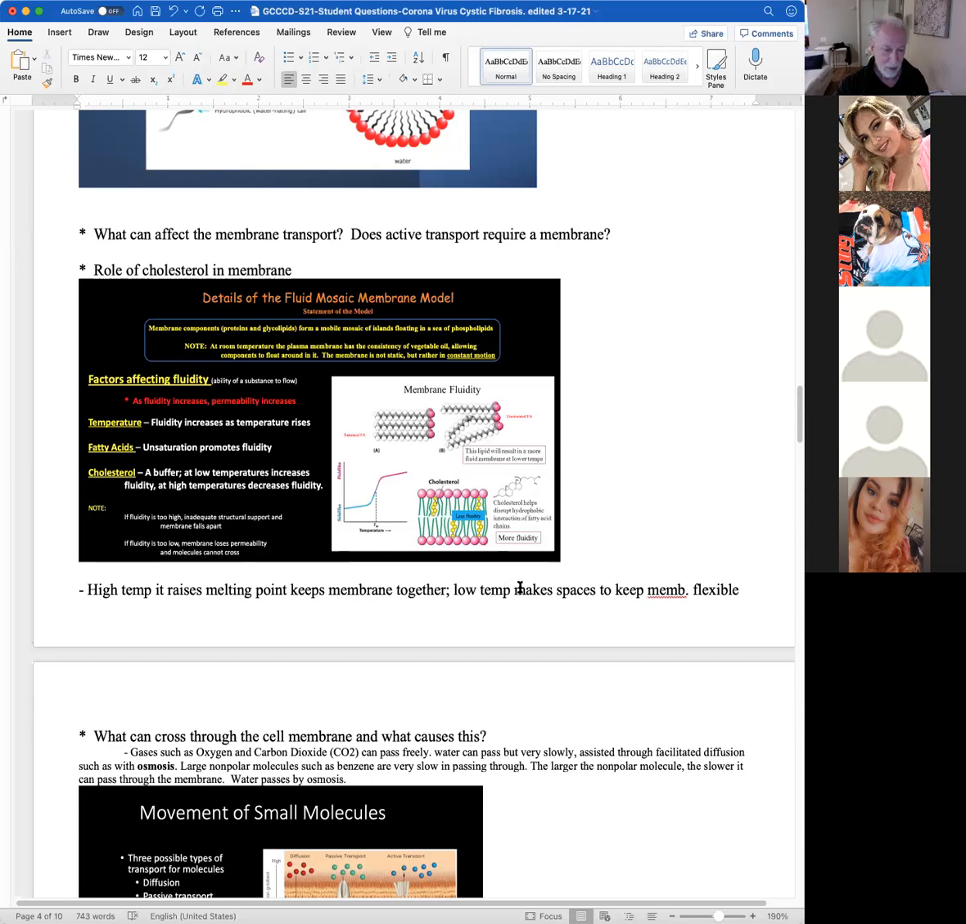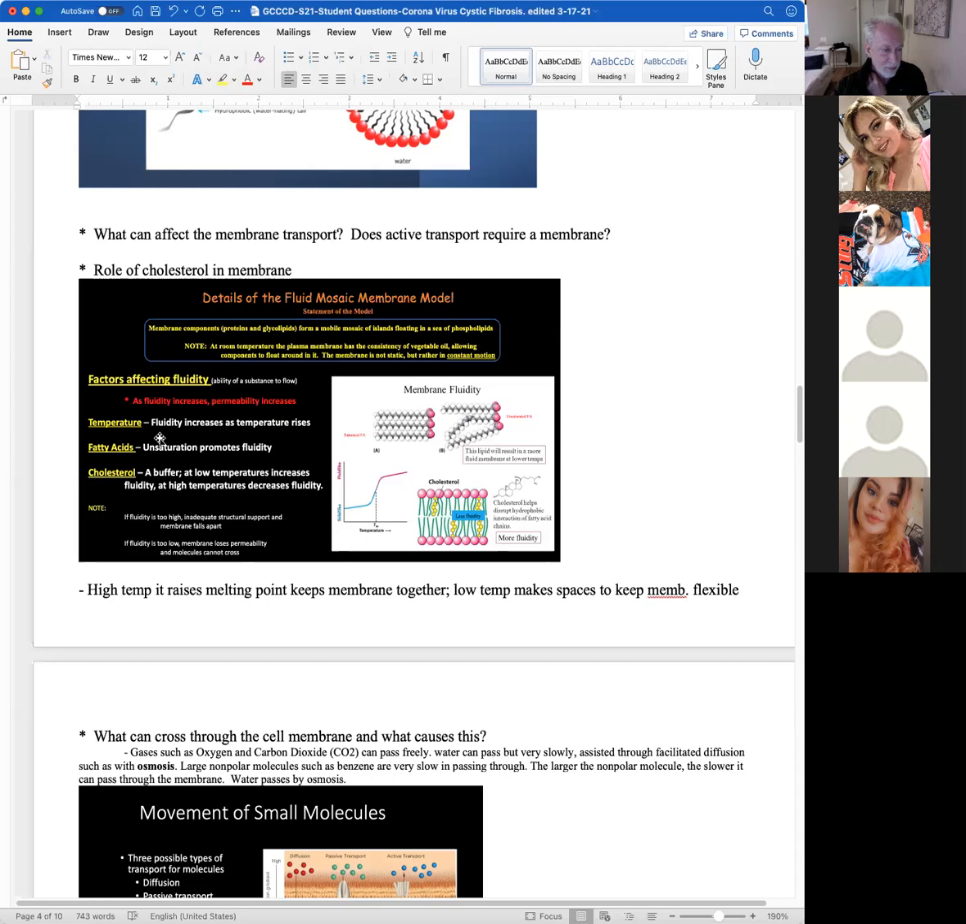And the opposite, at low temperature, the cholesterol makes spaces. So in the same way that the bends in the tails make spaces, cholesterol, you see the little yellow objects here in the membrane, can make spaces to keep the membrane flexible at low temperature. So those are the factors in response to the questions that you posed. Those are the factors that affect transport due to the effects they have on fluidity.